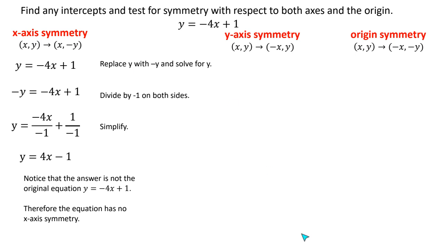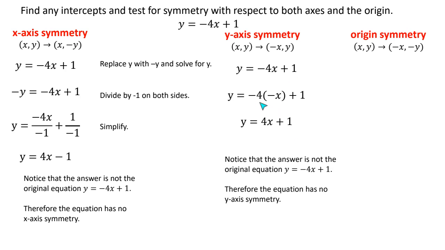For the y-axis, we do similar tests, but instead of changing the y's, we're going to change the x. So the x becomes a negative x. And let's go ahead and do that. So here's my original equation. I'm going to replace x with a negative x, and then I'm going to simplify. So negative negative is positive 4x. If we compare this equation with the original, it's not the same. Therefore, there's no y-axis symmetry. Now for the origin, we have to change both the x and the y.